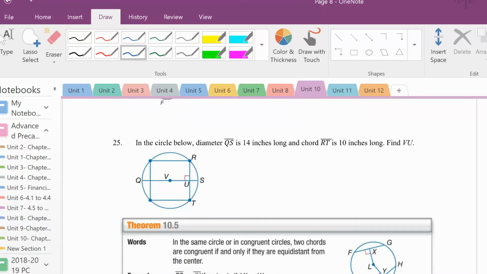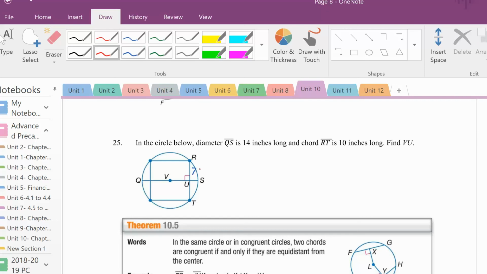In number 25, in the circle below, QS is a diameter 14 inches long, and chord RT is 10 inches long. Find VU. So it says to find this right here. You know that RT is 14 inches long, so that means it's divided into 7 and 7.